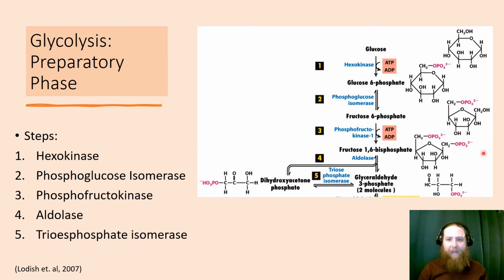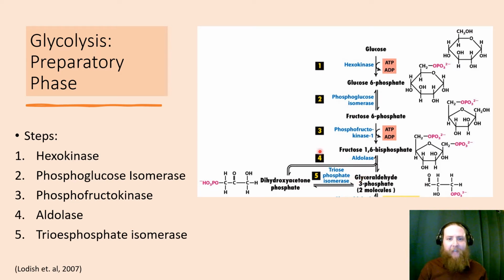Now that we have this nice symmetrical molecule, aldolase is going to split this molecule into two products. One of them is dihydroxyacetone phosphate and the other is glyceraldehyde 3-phosphate. Glyceraldehyde 3-phosphate is the molecule we want to continue in the glycolytic process, so we need to get it here.